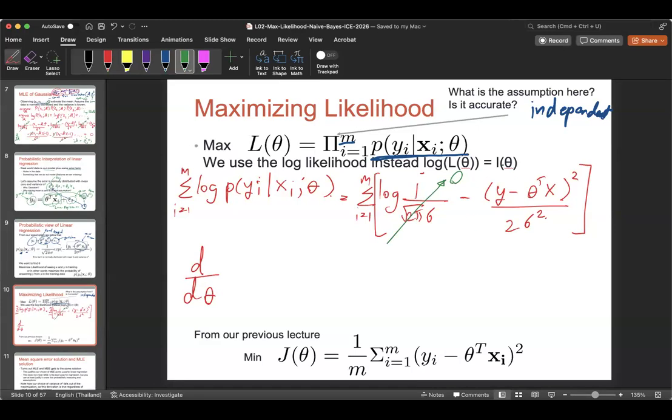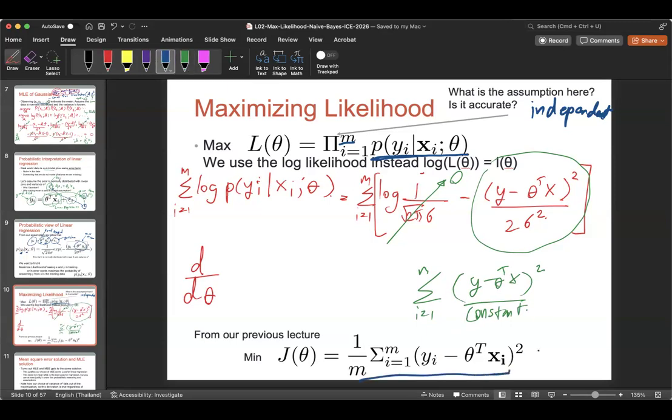And we have this term. We are left with only this term. If you notice, what is this term? It is a sum of some squared thing, with some constant. This form is very similar to MSE. So this is MSE.